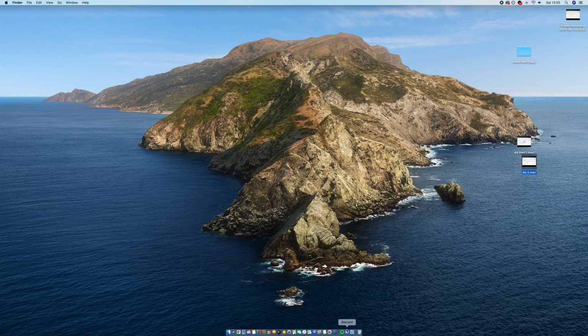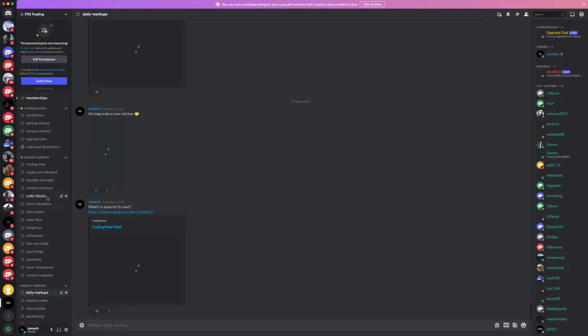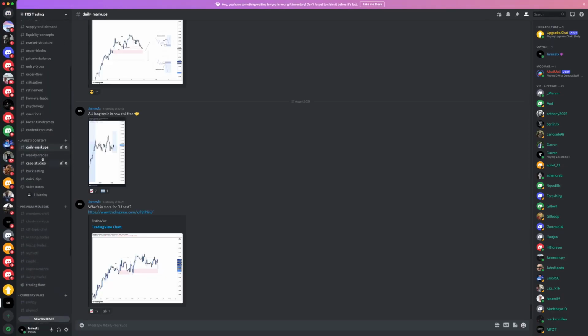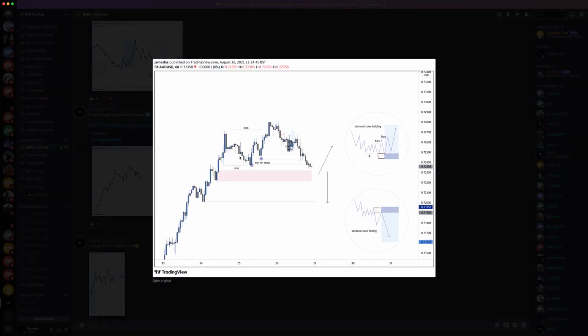So I'm just going to open up Discord quickly, and we can go to, where is it? So in my section here, daily markups, we had this that I put in, game plan for tomorrow morning. You can see SOE, so a sweep of equals. Below that happens to be this demand zone that actually caused this whole break of structure into the new higher high. It started from down here, okay, and we had a play on liquidity. We tapped in, and this is what I was looking for. So once price came in, that's what I was looking for, a reaction. And then we have this diagram here.